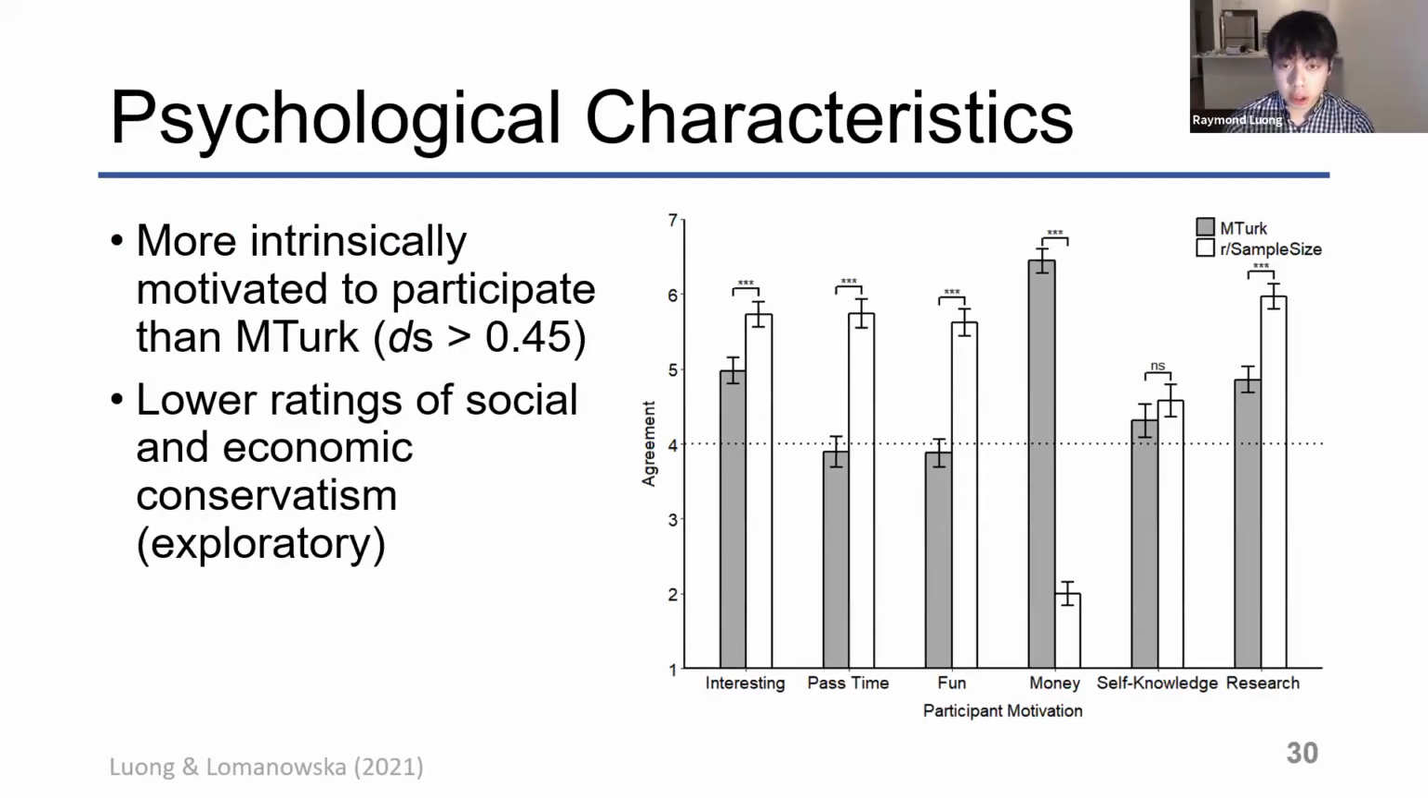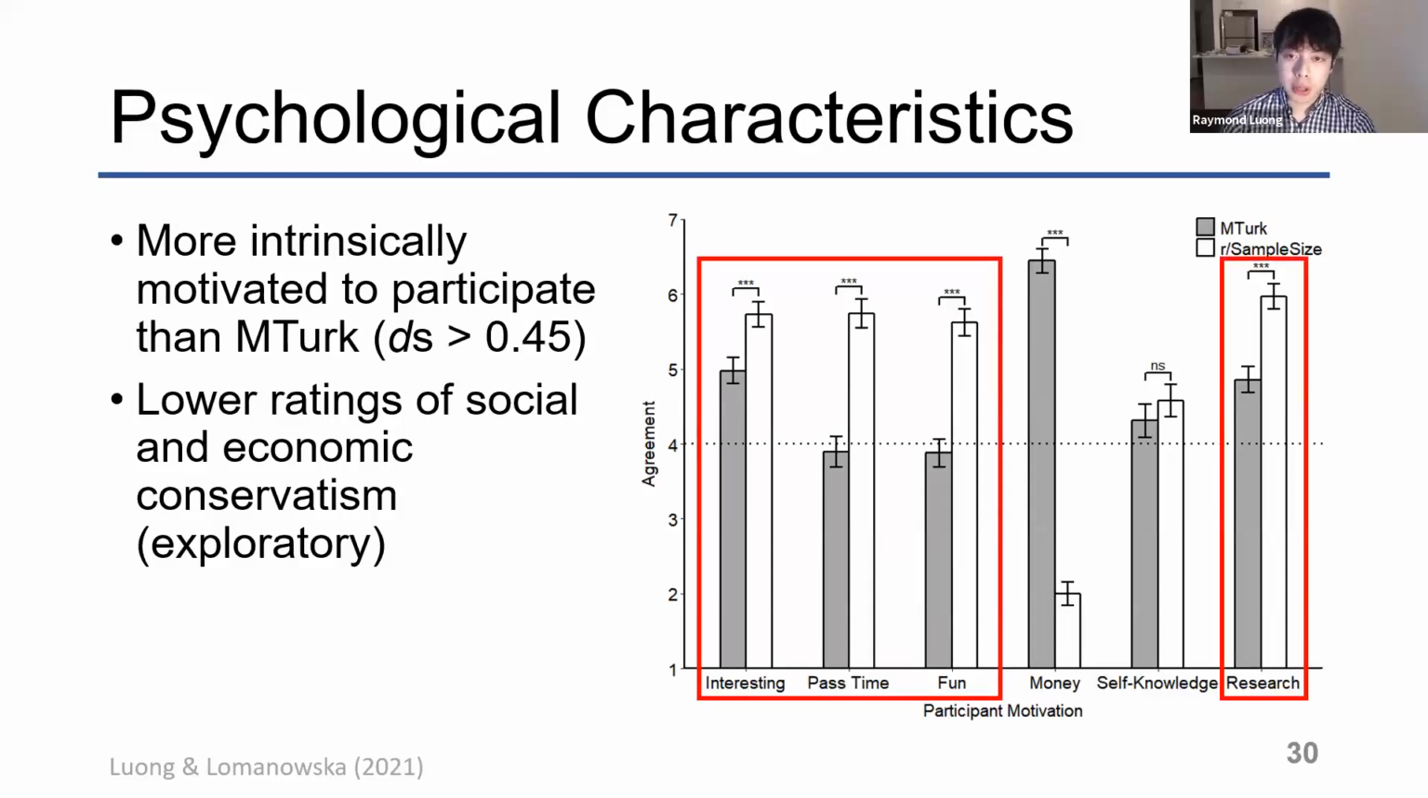And in terms of psychological characteristics, we found that participants were more intrinsically motivated to participate than MTurk. For example, they participate because it's interesting, or to pass time, or they want to help with research. And we found that MTurkers were much more motivated to make money than the Sample Size participants, which might be expected given the platform. We found lower ratings of social and economic conservatism, which was, again, another exploratory analysis that we conducted after the fact.